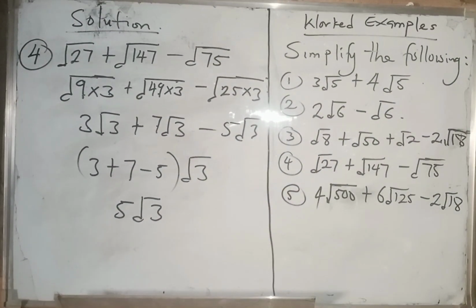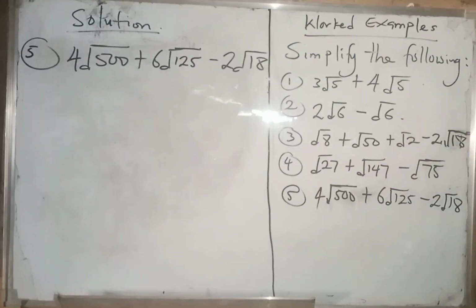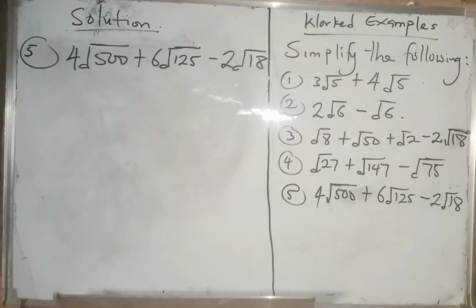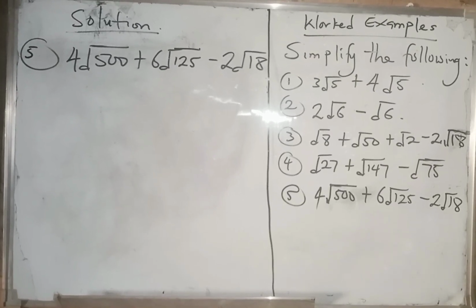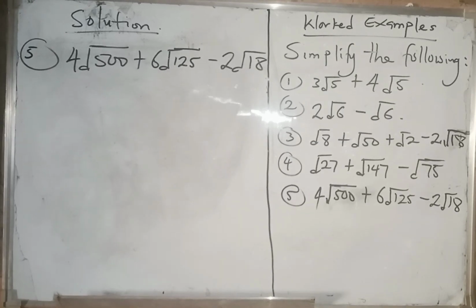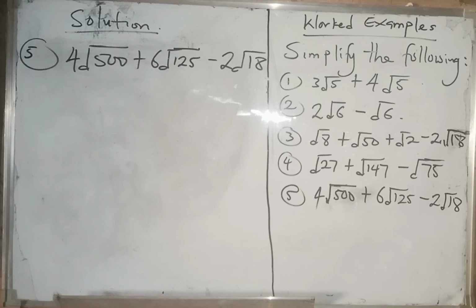And that brings us to the last question. That is question number 5. In question 5, we have 4 root 500 plus 6 root 125 minus 2 root 18. So let's see how we can simplify this.